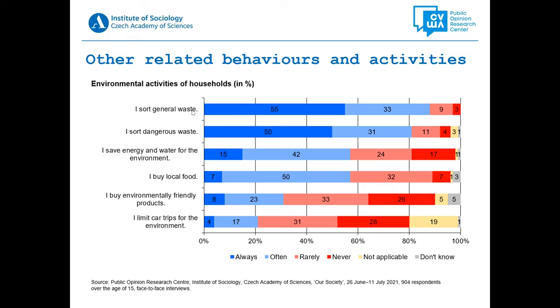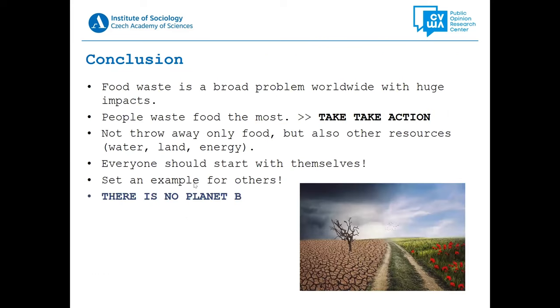It shows that people clearly most often sort general waste, followed by sorting dangerous waste. Around three-fifths of people save energy and water for the environment and also buy local food. On the other hand, only one-fifth of people reduce car driving for the sake of the environment.